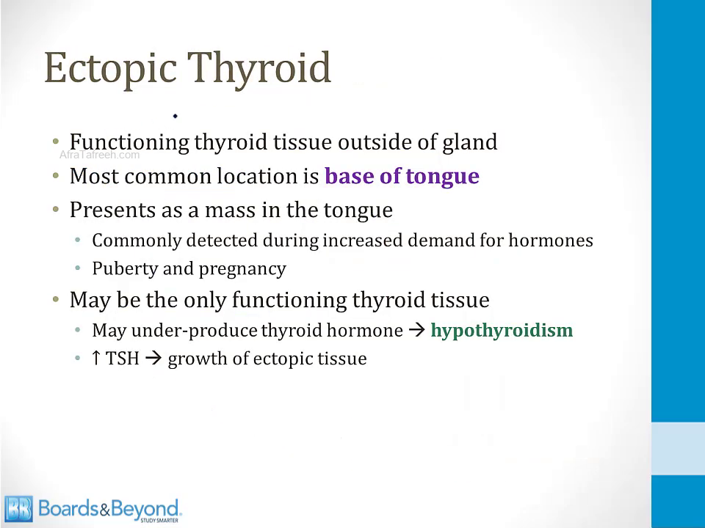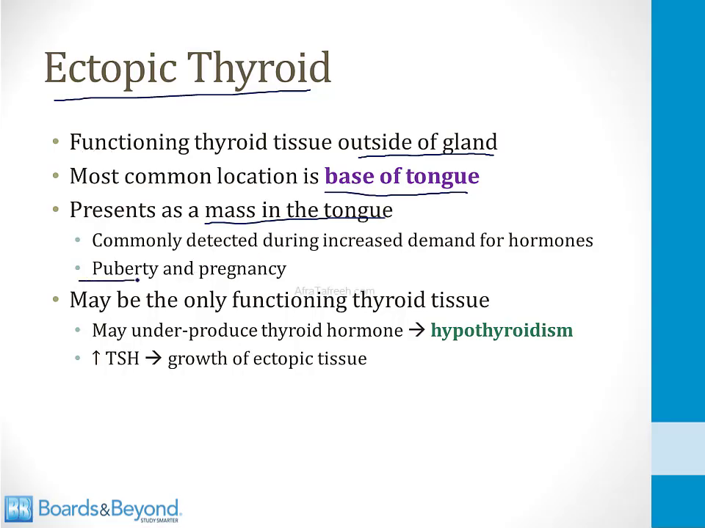Sometimes babies are born with what's known as an ectopic thyroid. This is functioning thyroid tissue outside of the gland. And now that you understand the embryology of the thyroid, it's easy to understand why the most common location for ectopic thyroid tissue is at the base of the tongue. Basically, some thyroid tissue gets left behind and does not descend into the neck. This will present as a mass in the tongue. It's commonly detected at a time when there's a high demand for hormones.